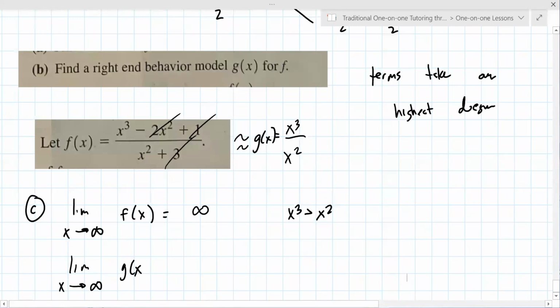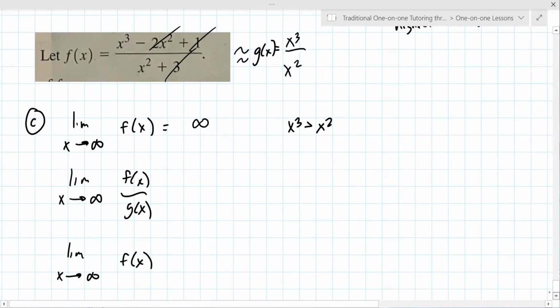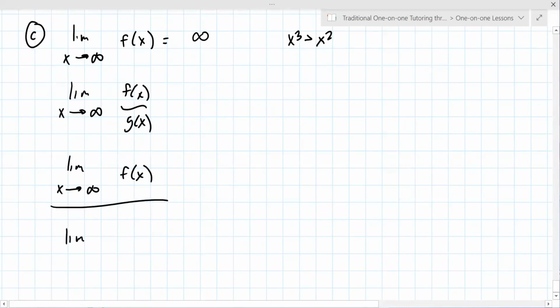So part C is the limit of f of X over G of X. So that's the limit as X goes to infinity of f of X divided by the limit as X goes to infinity of G of X. Wait, I'm sorry. And then what if they're the same exponent? I mean, the same power.